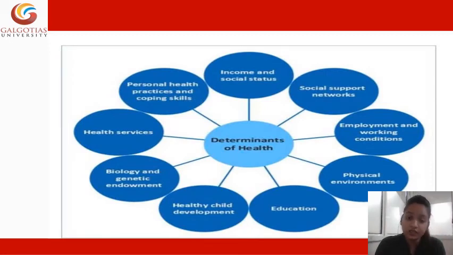Next, that is determinants of health. There are various types of determinants of health. First is income and social status. Second is social support networks. Third is employment and working conditions. Fourth is physical environment. Fifth is education. Sixth is healthy child development. Seventh is biology and genetic endowment. Eighth is health services. Ninth is personal health practices and coping skills.